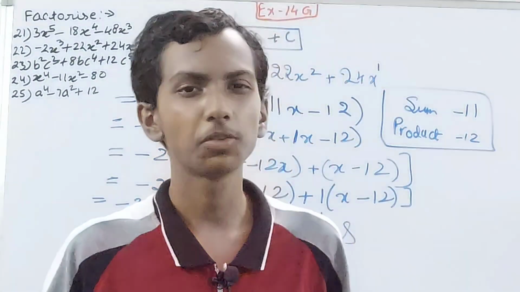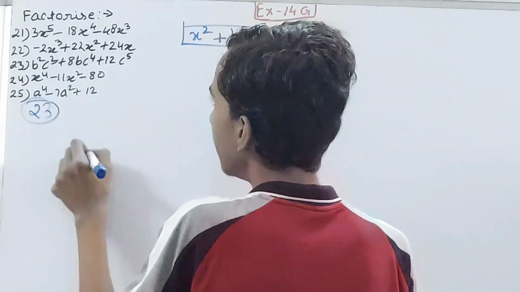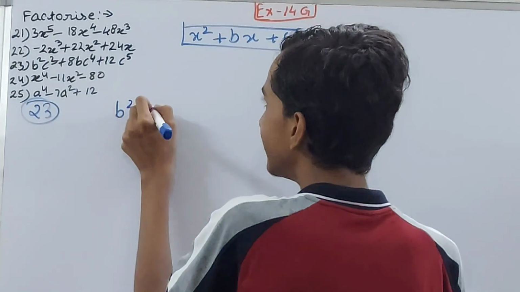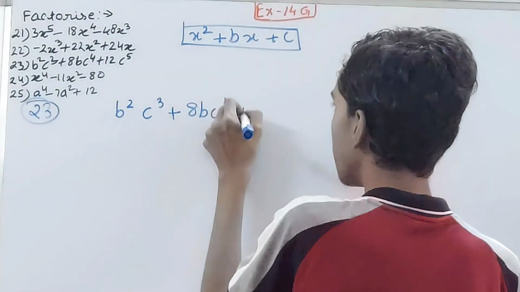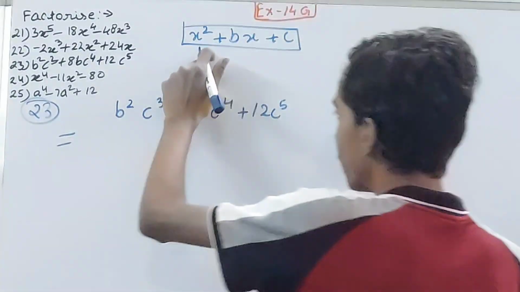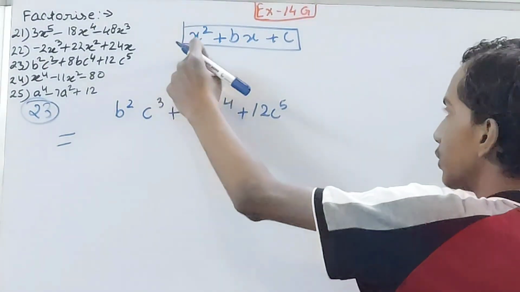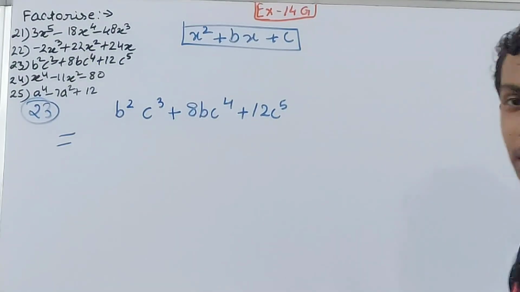Now let's move on to the next question. See here, the 23rd question, or question number 23. This is b square c cube plus 8b c to power 4 plus 12 c to power 5. Again, this is not in the standard form because we want the degree as 2, and you can see 5 is already there. So we have to take common factors. What can we take common?